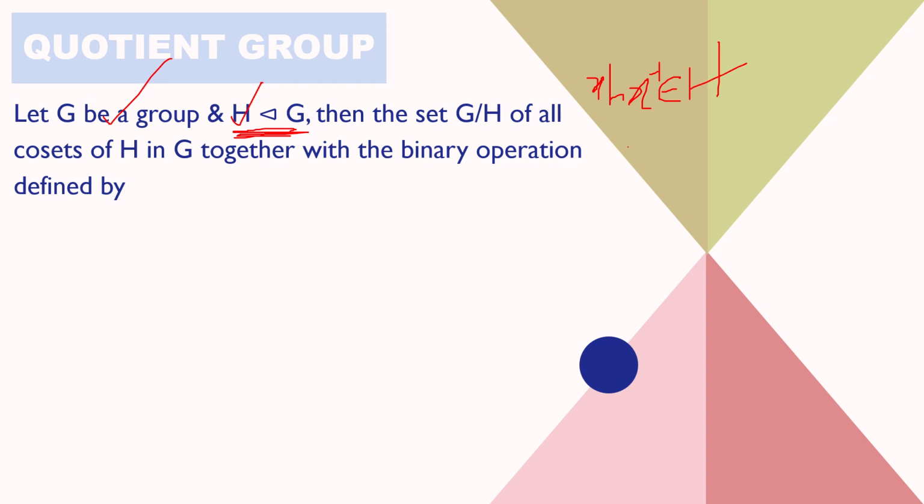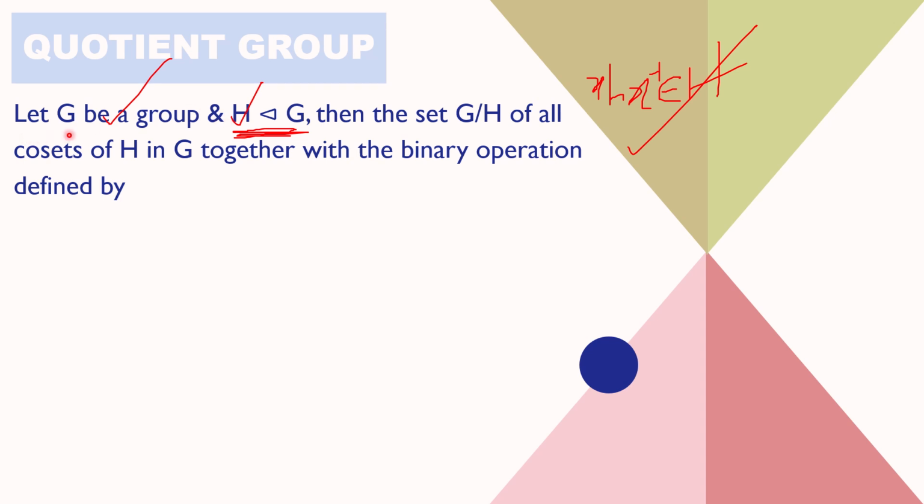If this condition is true, it means that the subgroup is a normal subgroup of G, where x is an element of G and small h is an element of capital H, the subgroup, and x inverse is obviously the inverse of the element x. And if the element formed when we do x h x inverse belongs to H, then we can say that H is a normal subgroup of G. So how do we get the quotient group?